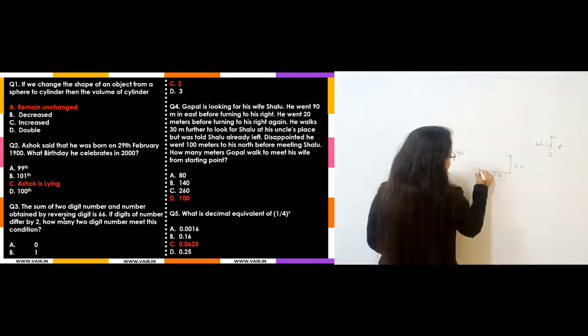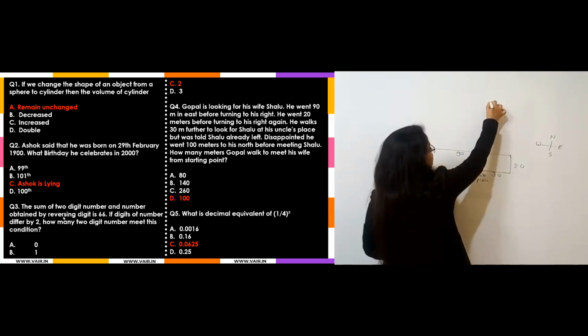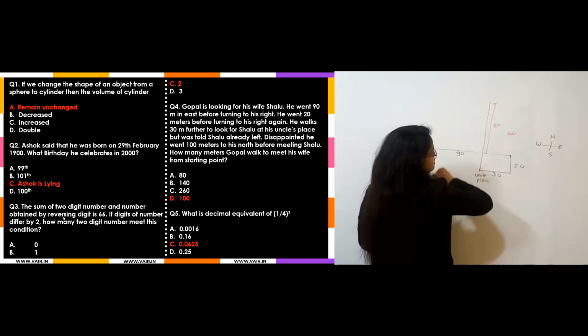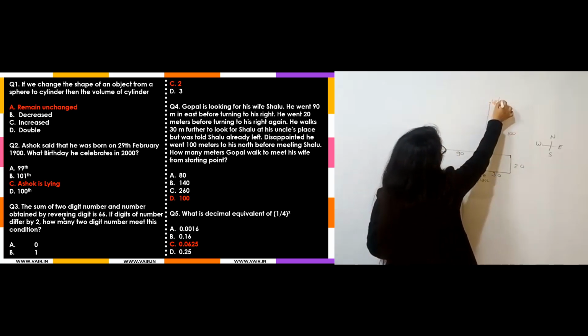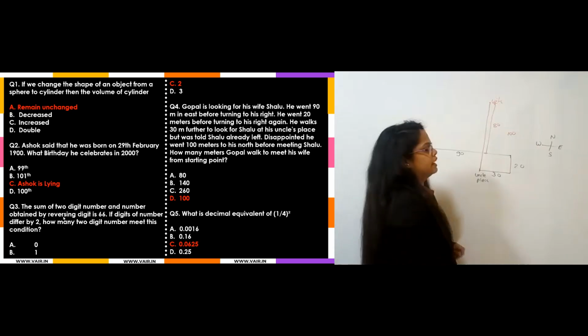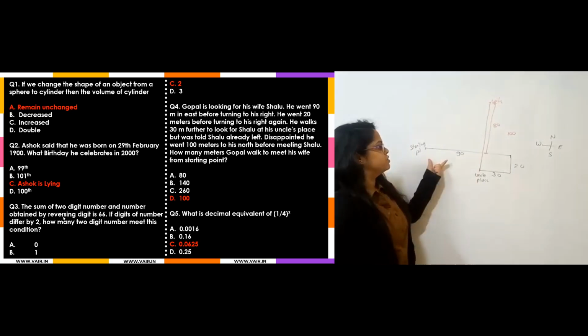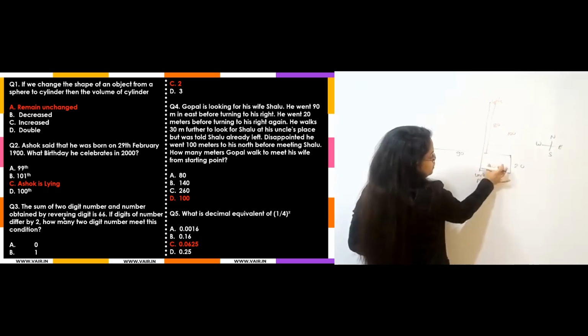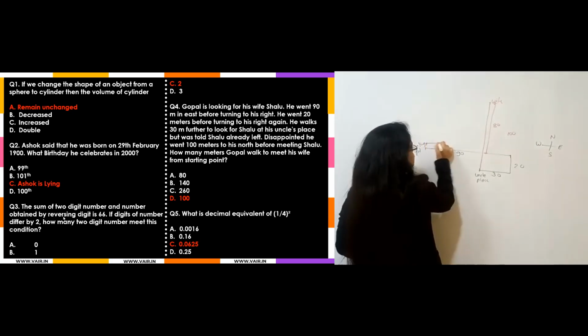That means from this point he will go 100 meters north. This is the 20. Overall is 100. That means this one will be up to this, it will be 80, isn't it? Because this total distance is 100. Here is his wife. Then they are asking how many meters Gopal walked to meet his wife from the starting point. Actually, they should ask what is the shortest distance between Gopal and his wife. So you can see this total was 90, out of which this is 30. If this is 30, this one will be 90 minus 30, which means 60.